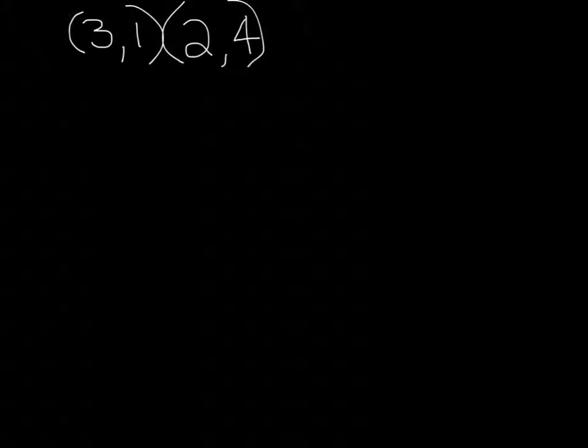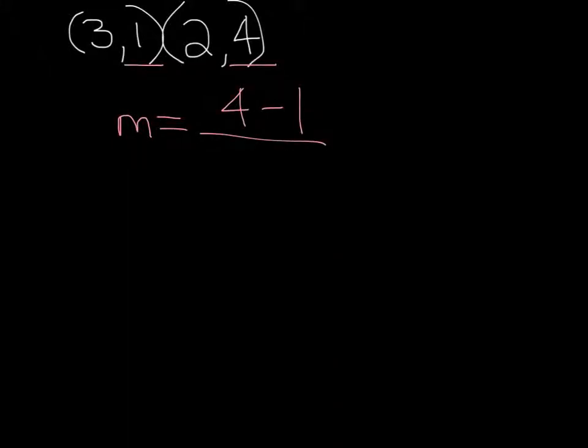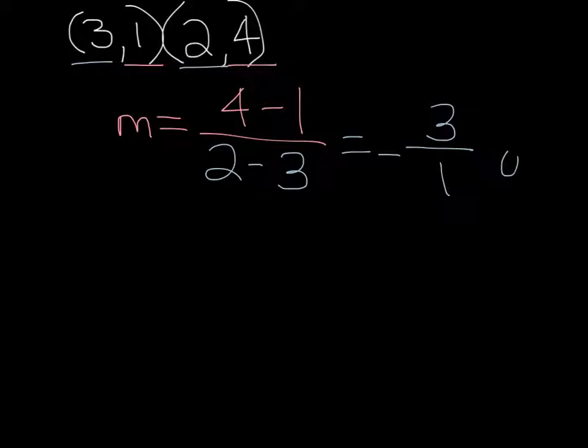So we first start out by finding the slope. So m equals, so we're going to do y2 minus y1. So 4 minus 1 over x2 minus x1. So my slope is going to be -3 over 1, or just -3.